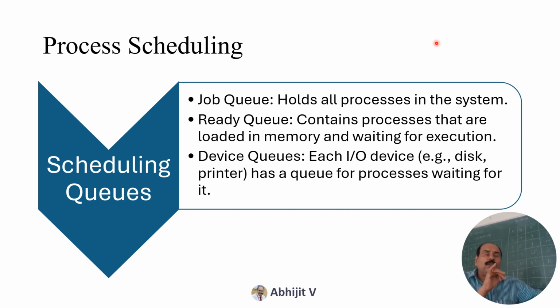Scheduling has three types of queues. One is called the job queue, then the ready queue, and the device queues. Okay? Three types of queues: job queues, ready queues, and device queues.